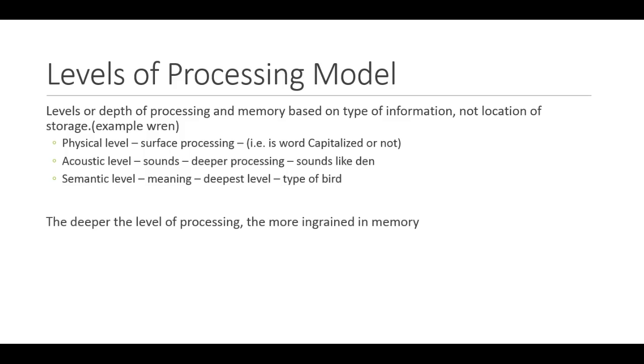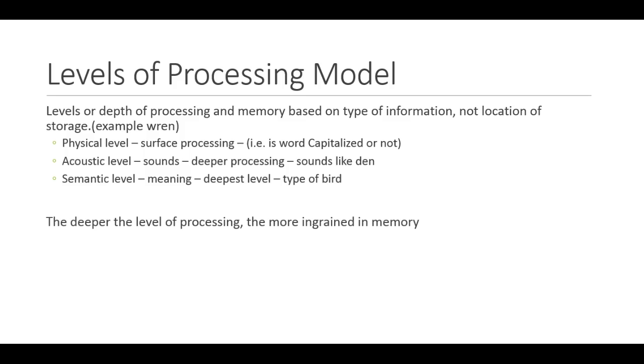So the physical level just looks at the surface of, in this case, visual learning. So in the example of the word wren, you would process physically, okay, it's not capitalized, so it's not somebody's name, like William. So that's one level of processing that happens particularly in visual learning.